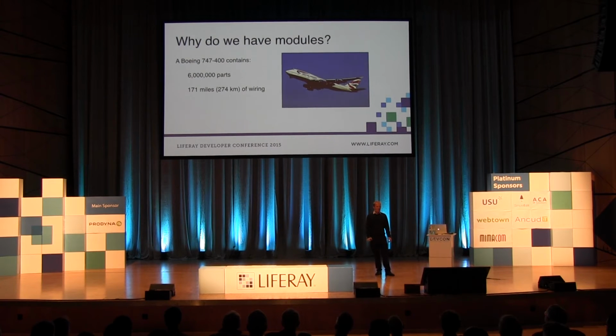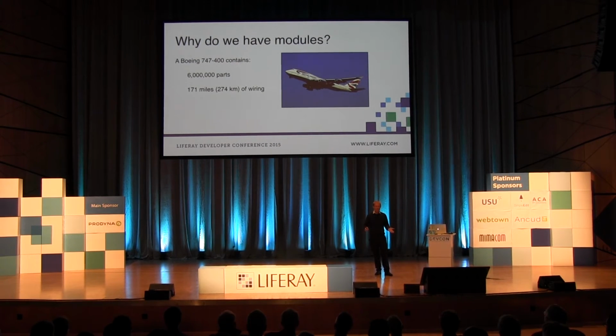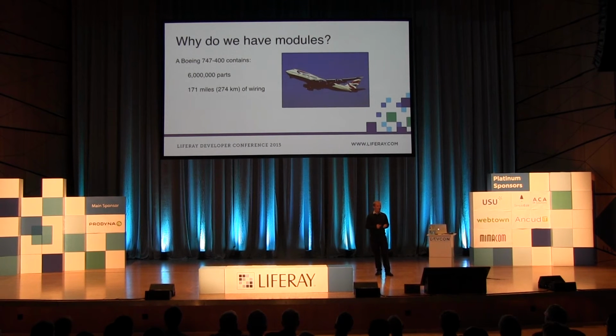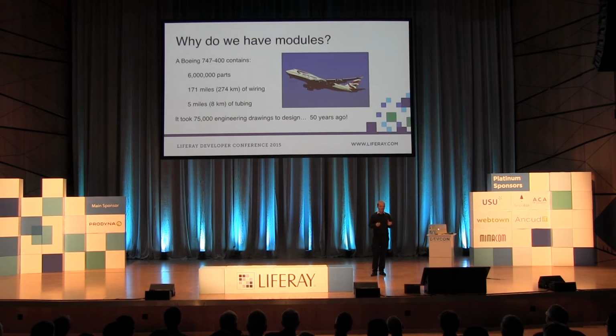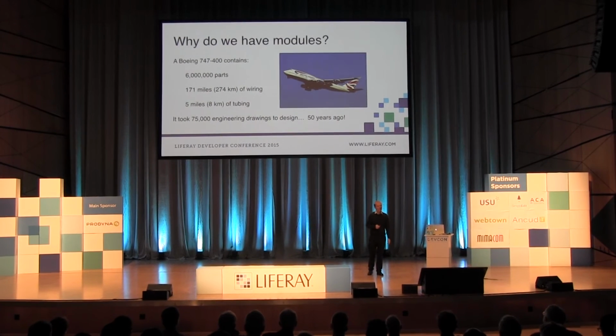And of that, you've got 171 miles, or because I've come across into mainland Europe, 274 kilometers of wiring, or 8 kilometers of tubes, just for moving fuel around, or air ducts, that kind of thing. And it took 75,000 drawings to build this thing, and this was all done 50 years ago. You think of a 747 as a modern plane, it's really not. It was 50 years ago that they designed this thing, so all of these drawings were actually done with pen and paper, and then digitized, because they didn't do digital design at that point.